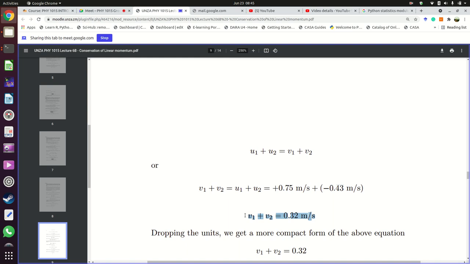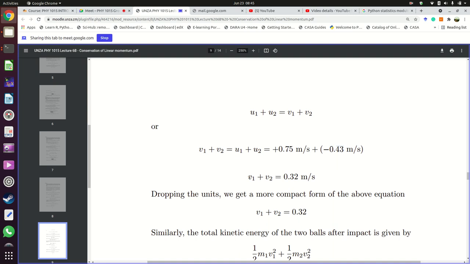Of course, when you drop the units, as you are going to see, we have to solve this, we need another equation. So we have to create an equation from this expression. If you just drop the units, you end up having V1 plus V2 equals 0.32. So this is what we have so far. There are two things we do not know. We do not know V1, we do not know V2. So there are two unknowns, V1 and V2.